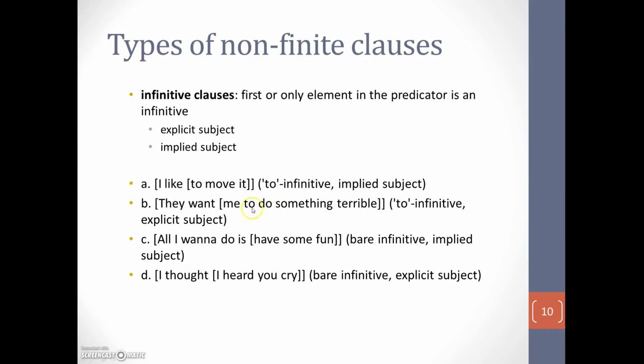Whereas if we compare it down here to be, they want me to do something. So to do, again, that's the infinitive. And then we have me here. So that's the explicit subject.